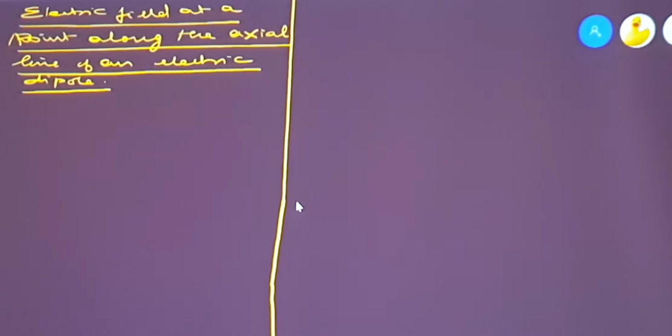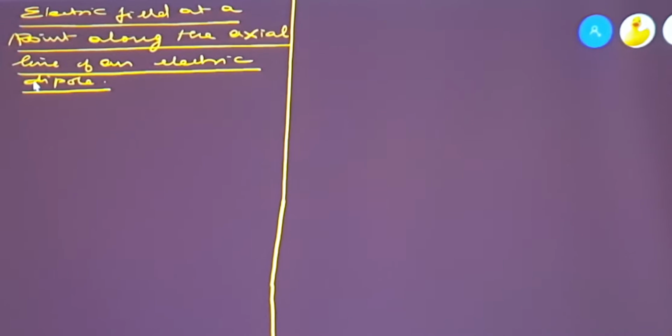When we are considering the dipole, we are having two charges joined with a line called the axial line. So I can consider the point along the axial line or along an equatorial line. Here I am going to consider a point along the axial line, and at that point we are going to calculate the electrical field.